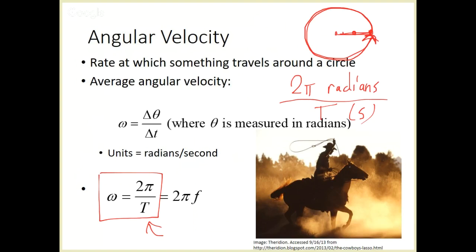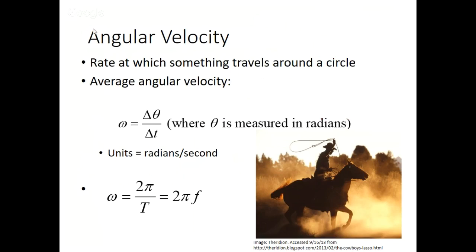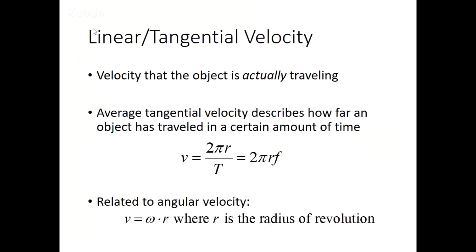Linear velocity, on the other hand, is the type of velocity that you're probably a little bit more used to. This is the speed that you actually have. So how fast you're actually traveling, specifically in meters per second.